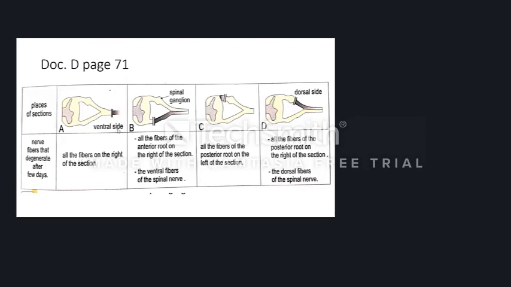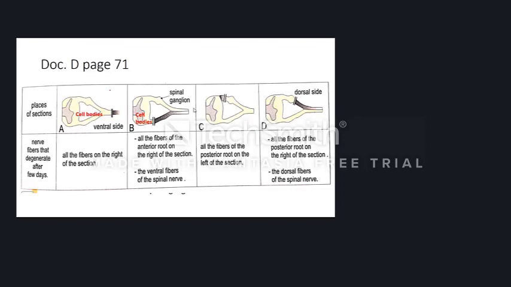Okay, as you can see, we have degeneration at the right of the section. This indicates that the cell bodies are at the left side of the section. So this means that here is the location of the cell bodies. Now, in experiment B, sectioning the ventral root leads to degeneration of the fibers at the right side of the section. This indicates that the cell bodies of the ventral root are at the left side of the section.